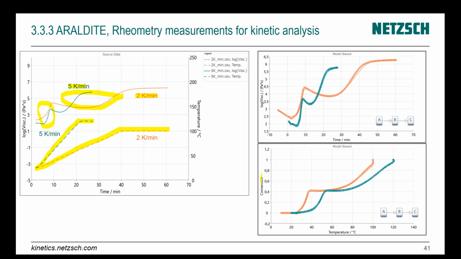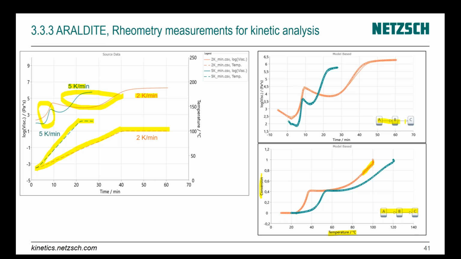The last picture shows conversion over temperature for experimental data. If we remove the baseline from the experimental data, then we have conversion. And here we apply a two-step reaction. The points are the experimental data, and the line is our simulation. You see a little bit of difference here. But generally, we have a very good fit, and we can say that this model from the model-based method can describe our measured rheological data.